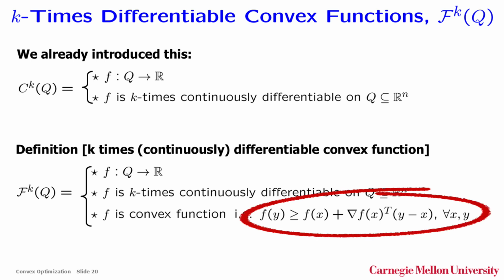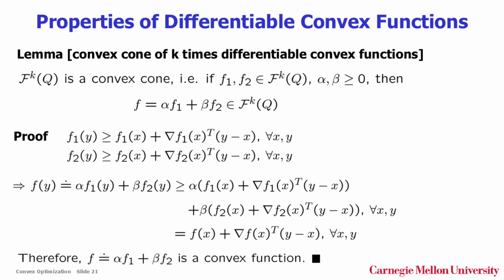That is, function f has to satisfy this inequality. It's very easy to see that this function set F_k(Q) is a convex cone. It means that if we choose two functions, f1 and f2 in this set, and alpha and beta are two non-negative numbers, then the linear combination of f1 and f2 with these alpha and beta multipliers is also a member of F_k(Q). That is, this function will be also k times differentiable and convex.